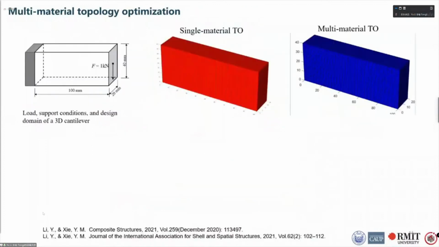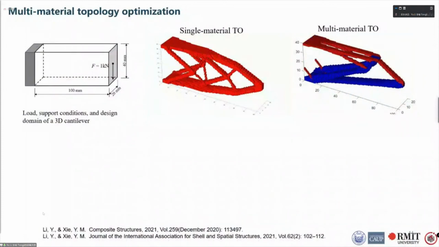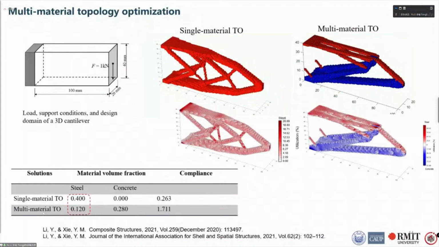Similarly, this multi-material BESO algorithm is also applicable to 3D structures. Here, based on a 3D continuum, single material topology optimization and multi-material topology optimization are performed. It can be seen that in the single material solution, the structure is symmetrical, and the steel material is allocated in both tensioned and compressed areas. Whereas in the multi-material solution, the structure is not symmetrical up and down, and the steel material is only in tension. In this way, about 70% of steel can be saved compared to the single material solution.